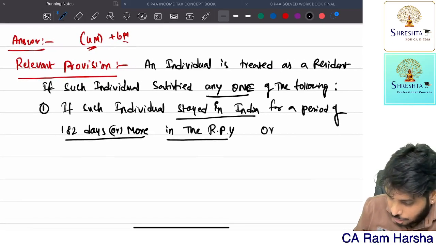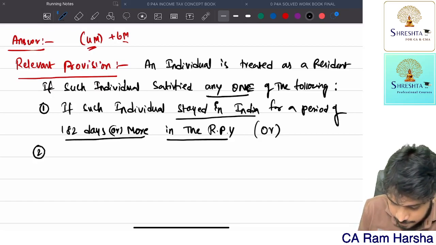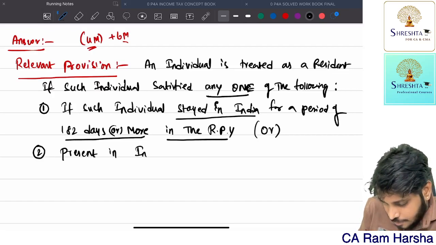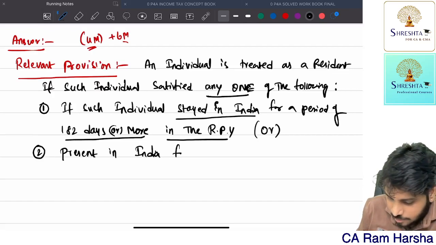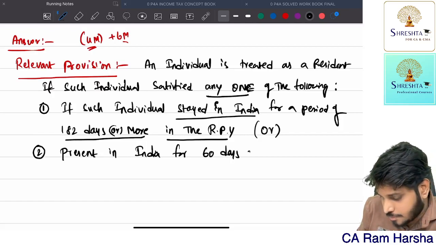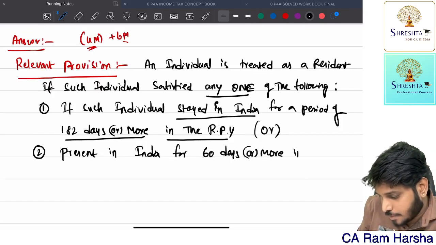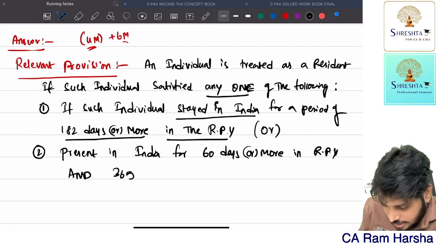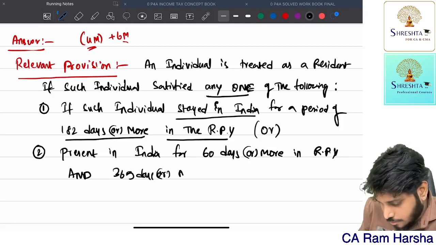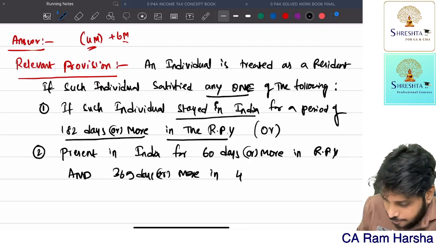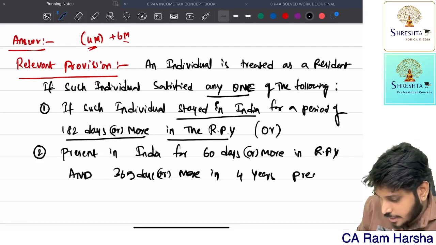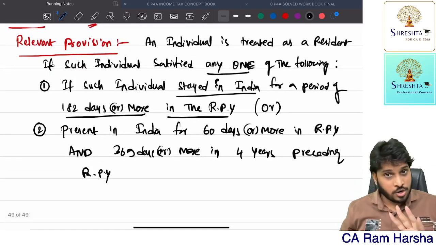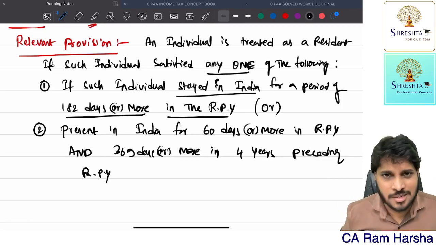Getting it? Now, what is the second condition? Physically present in India for 60 days or more in the relevant previous year and 365 days or more in the 4 years preceding the relevant previous year. That's it. Only these two are enough. Getting it? You calculate normally. You calculate.